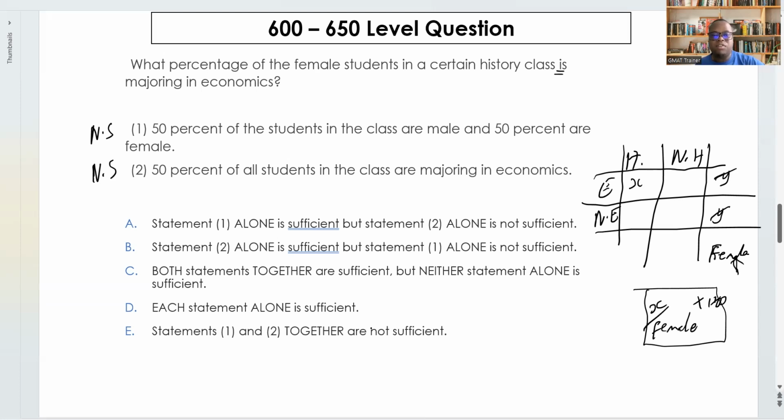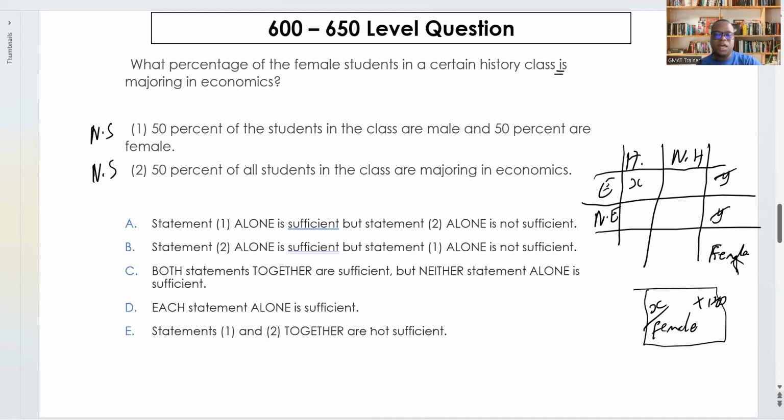50% of students in the class are male, 50% are female. So 50% of students in the class are majoring in economics. So if 50% are majoring in economics, does that mean that 50% are all of them that we need to have? That's a question that we need to probably, first of all, demystify. 50% are majoring in economics, and then 50% are male. Does that imply that that portion actually will be consistent throughout?